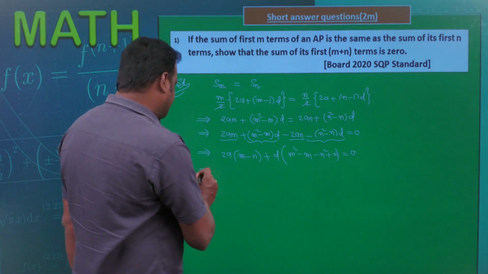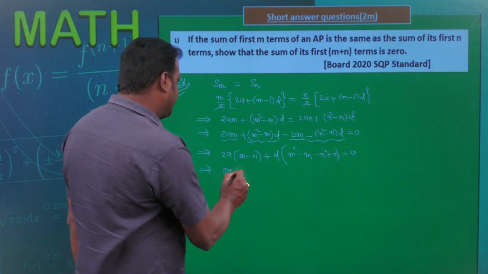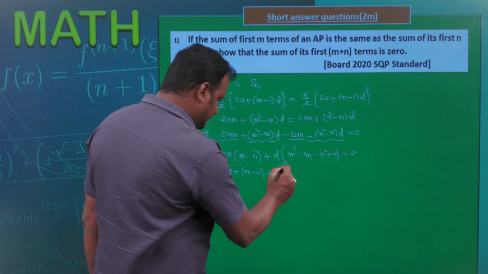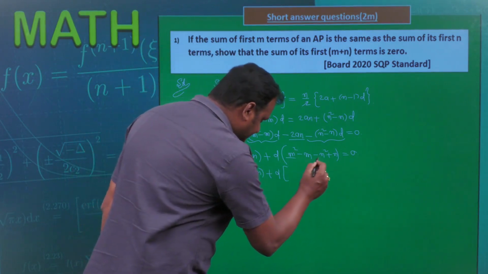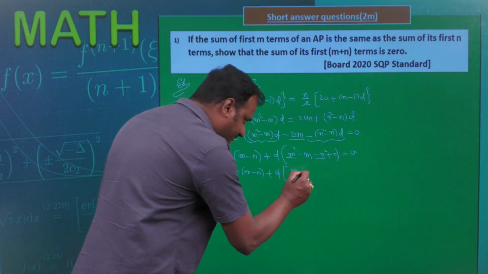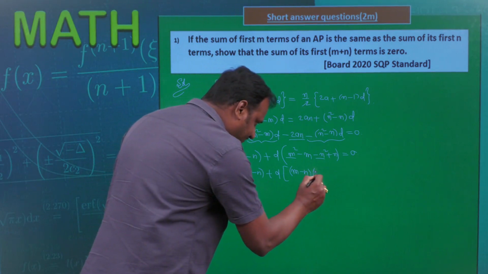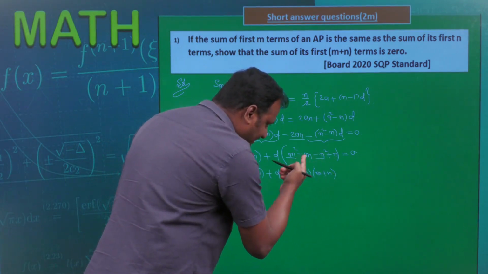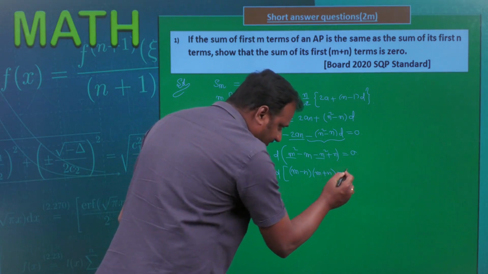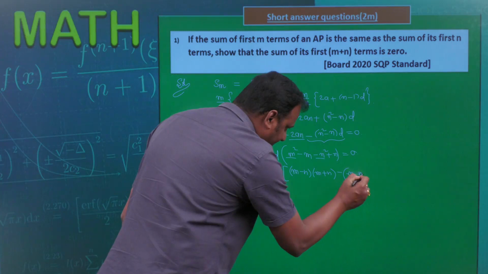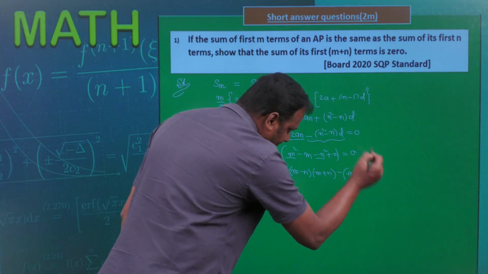So we cannot simplify this more. It would be 2a times m minus n, plus d into, see here, this is m square, this is minus n square. m square minus n square is m minus n times m plus n. This is minus m, this is plus n. Minus m plus n, if I take minus common, then it would be m minus n, is equal to 0.